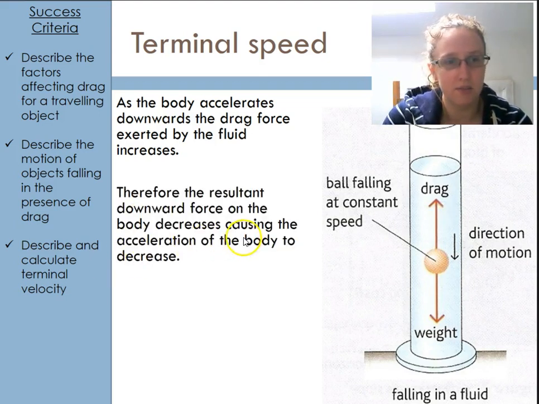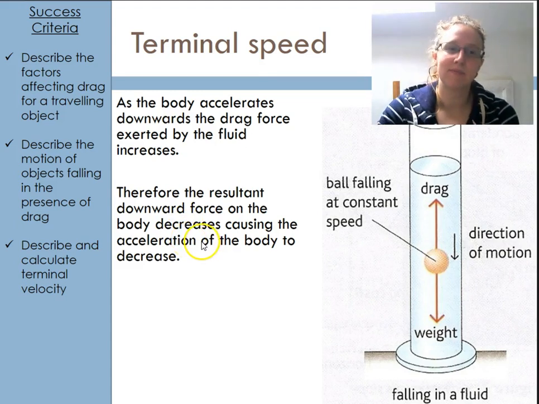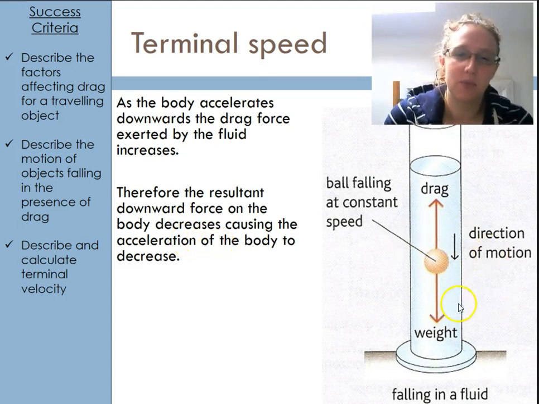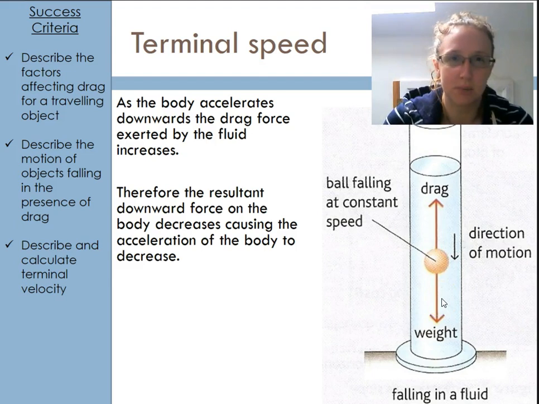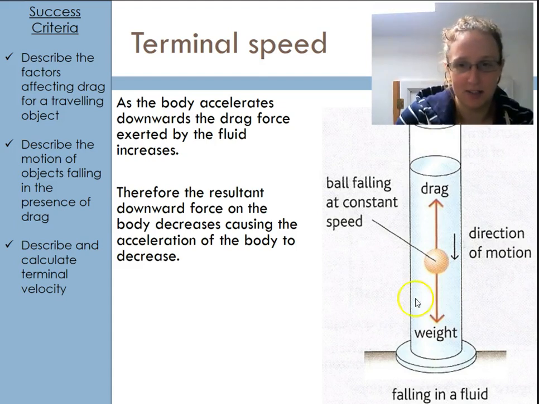Okay, so the resultant downward force is going to decrease as there is drag being produced. As the downward force decreases, so will the acceleration. So it's going to still be getting faster, it's just going to get faster at a smaller rate.